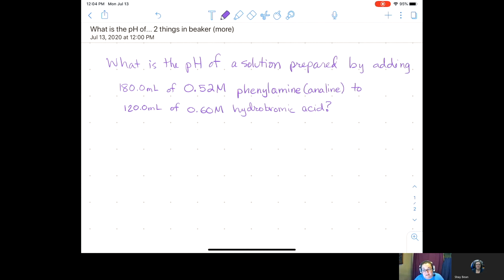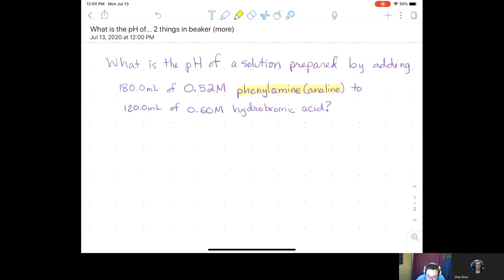Alright, here's another practice problem, because practice is the key here. Trust me. So what is the pH of this type of question? We go down the list in the flowchart. What is the pH of a solution prepared by adding phenylamine, which is also called aniline, to hydrobromic acid?